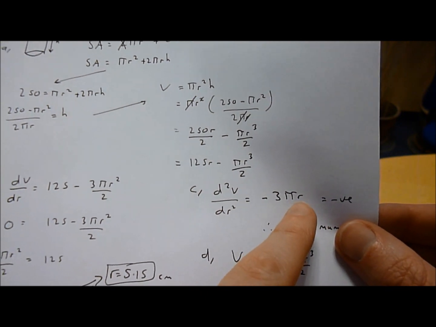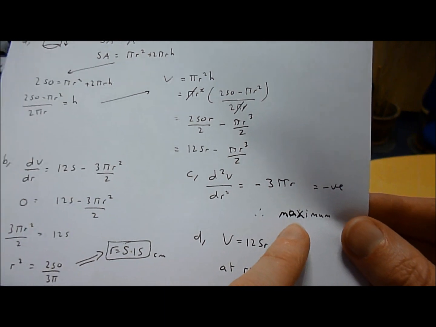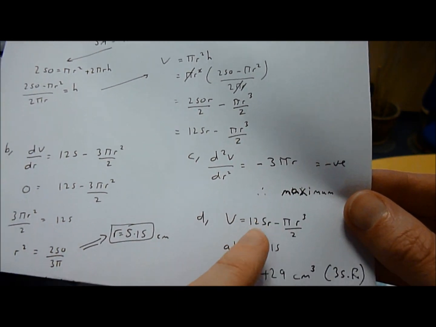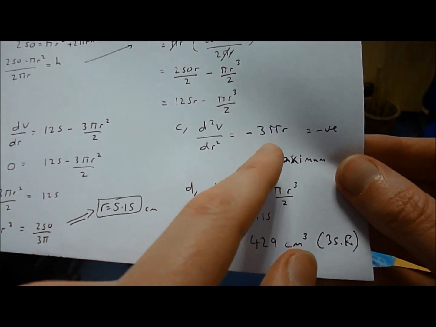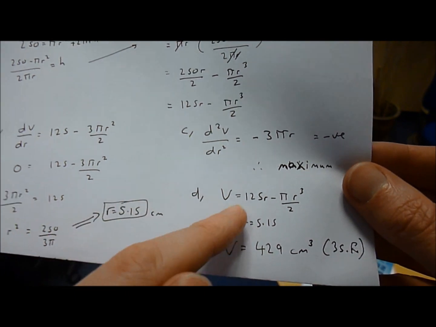You could put your value of r in, but I don't care. It's minus, and the value of r is positive, so it's always negative. Therefore, we've got a maximum. That's all you need to do. You can put your r value in, but that's enough to say it's always negative. It won't always be negative for every case in your situation, so maybe putting your r value in might be a good idea just to check.